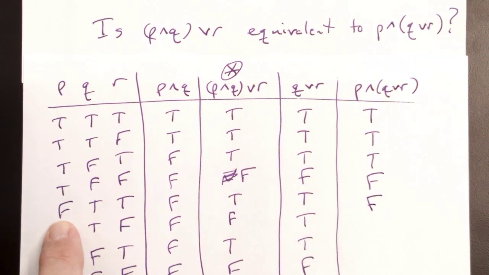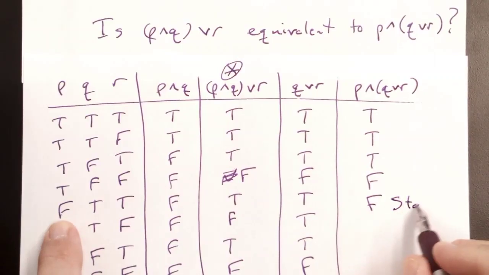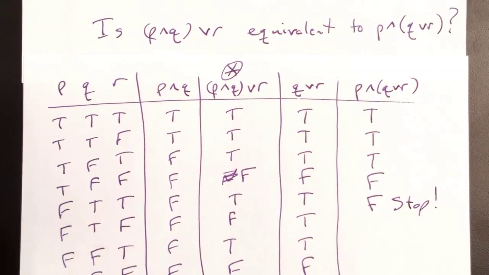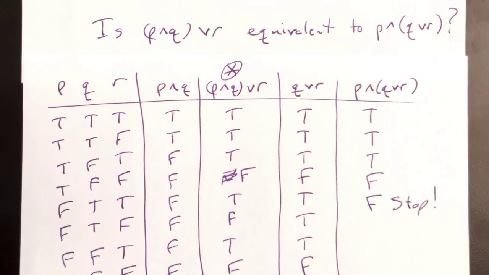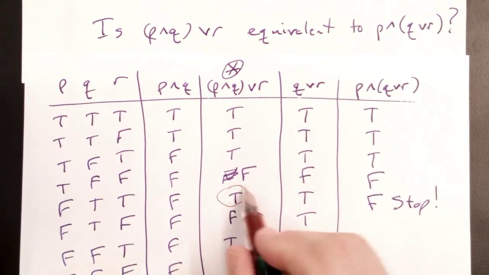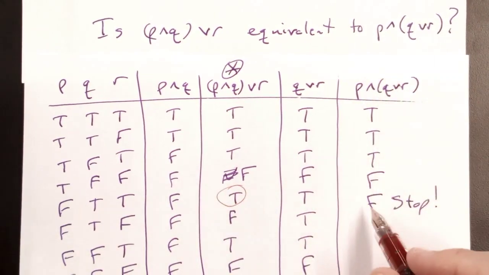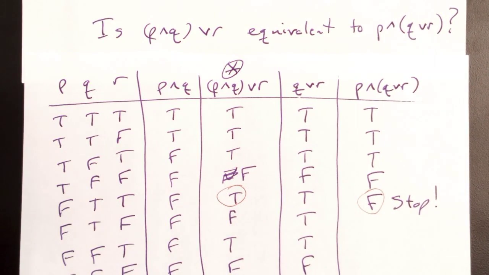Stop right there. Why? Please? Bingo. That column's got a star on it. And in the 5th row, I have a difference. Now, I actually think I may have more differences.